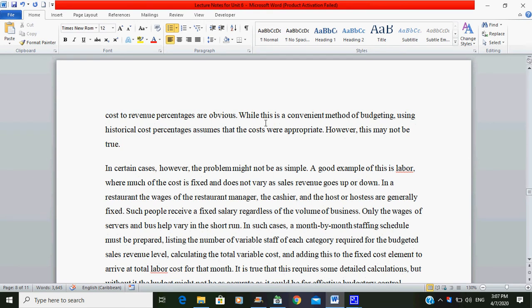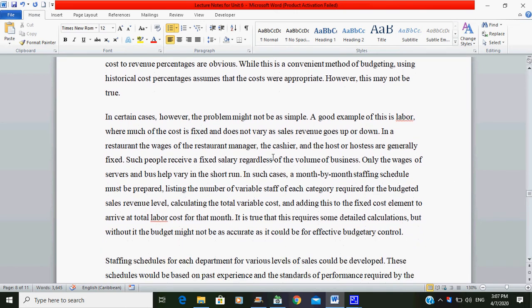While this is a convenient method of budgeting, using historical cost percentages assumes that the costs are appropriate. However, this may not be true. In certain cases, the problem might not be as simple. A good example of this is labor, where much of the cost is fixed and does not vary as sales revenue goes up or down.